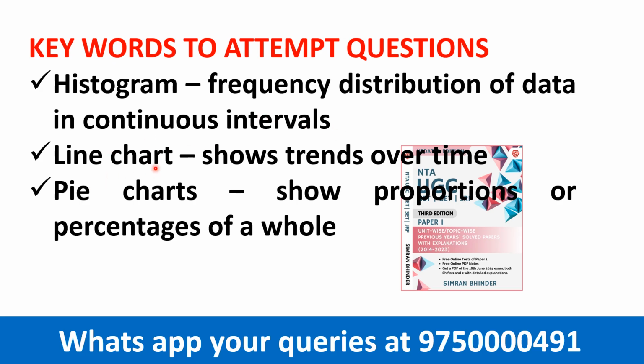Second term is line chart. They show trends over time. The next term is pie charts. It shows proportions or percentages of a whole. I have covered all the questions related to graphical representation of data.